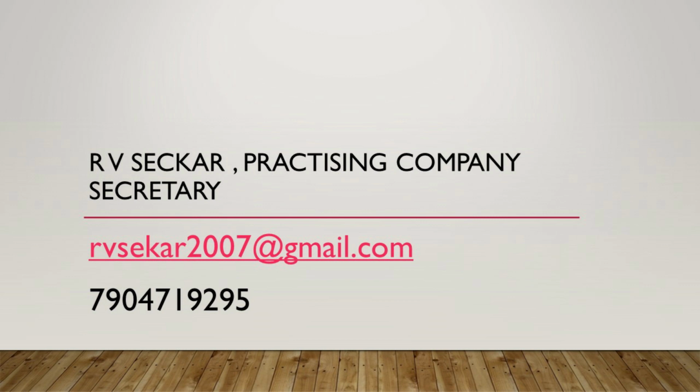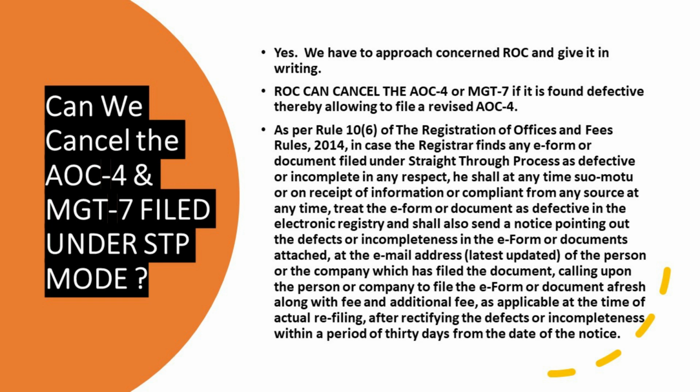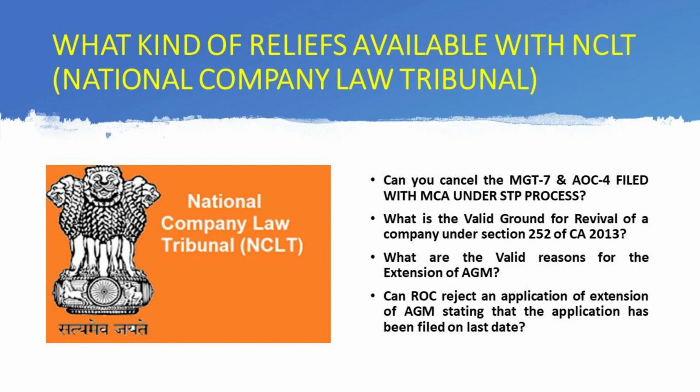This is if you want to cancel the e-form AOC-4 or MGT-7 filed by you: you can approach the ROC and request them to cancel it and file a fresh AOC-4 or MGT-7 in its place. Then the next question. What do we have to do if ROC refuses to allow filing of a revised AOC-4 or MGT-7? Suppose you approach the ROC and give a petition or application and the ROC refuses. What is your next approach? Then you have to apply to the NCLT for permission to file a revised AOC-4 or MGT-7.